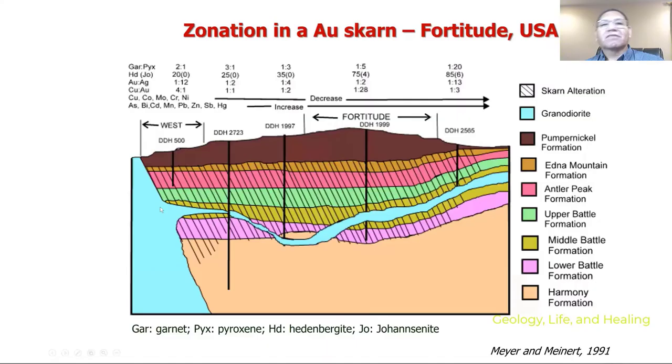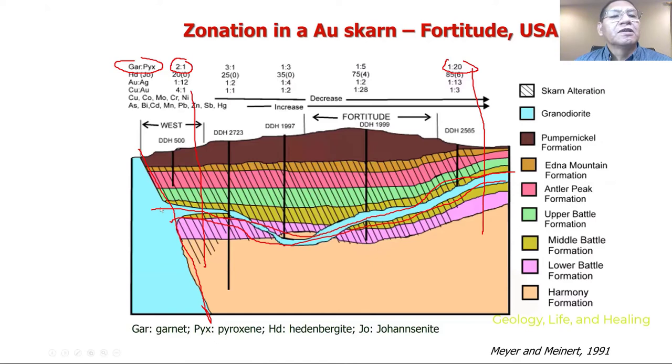Next one. I like this one. This is my favorite one. Zonation in a gold skarn in the porphyry, gold skarn in the Fortitude deposit in Nevada, United States. And I met with Patrick Botruba, who was the first one who wrote about this deposit. Very impressive. And we can see we have this dike-like intrusive, and at the end it's going to form like a sill in the sediments, and something we can see is garnet-pyroxene relationship 2:1, 2 garnet, 1 pyroxene. In this case, you have one garnet and 20 pyroxene. So it's closer to the intrusive, farther from the intrusive.